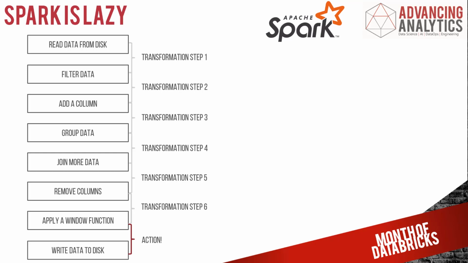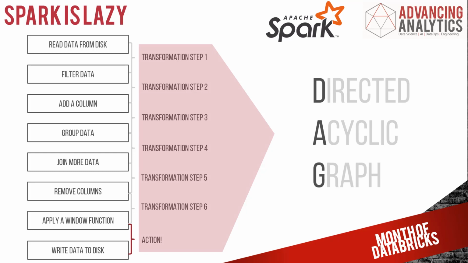I'm going to do this one, this one, this one, this one, this one, until we hit that action, that write back to disk, or maybe read in that data, display that data, do some kind of counting on it, something that's going to force all of those transformations to trigger. That's our action. The way that Spark handles all of this is through what's known as a DAG, a directed acyclic graph. It's basically saying, do this step, then this step, then this step, until we're ready to trigger, and then we'll trigger.